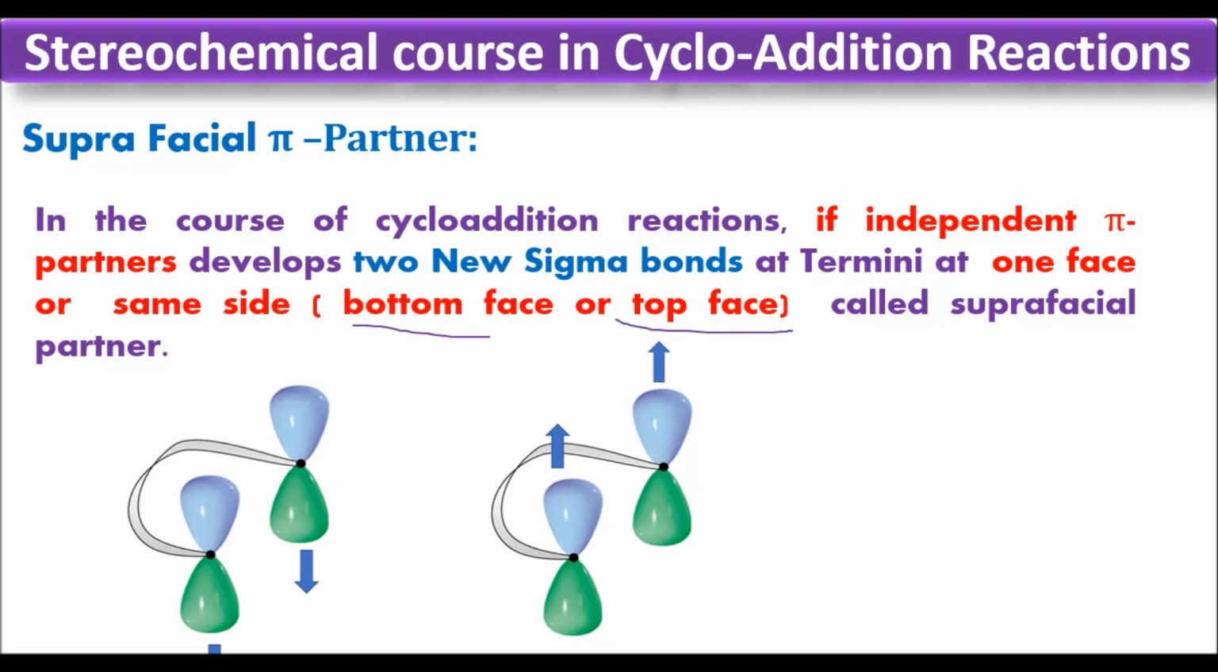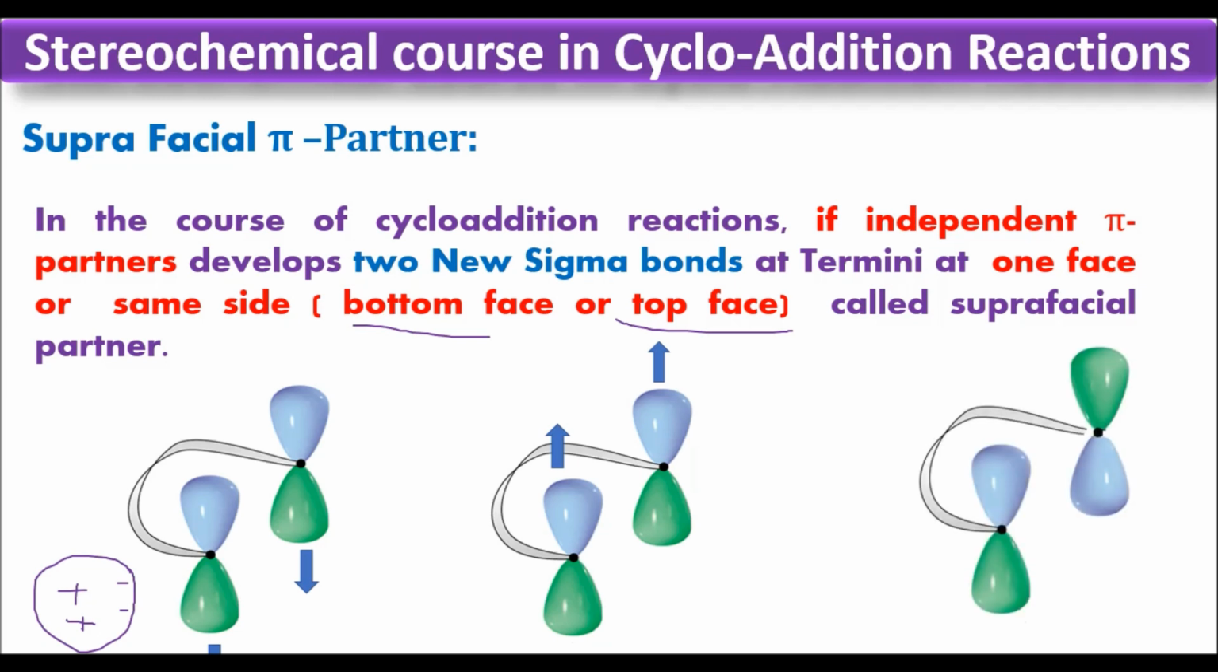So you can have a doubt, sir, the same side lobes are involved in sigma bond formation, that's okay. If the same sign lobes, that means plus sign lobes or minus sign lobes, are involved in sigma bond formation, we call that suprafacial. To understand the concept, I taken green side lobes. To understand the concept, I taken the blue side lobes.